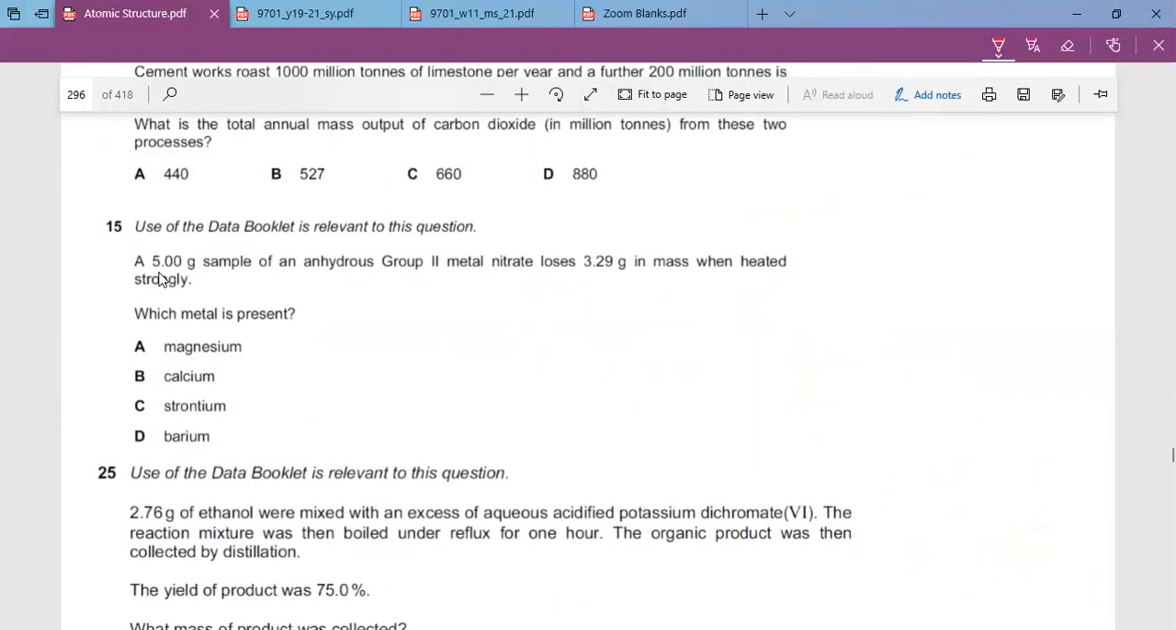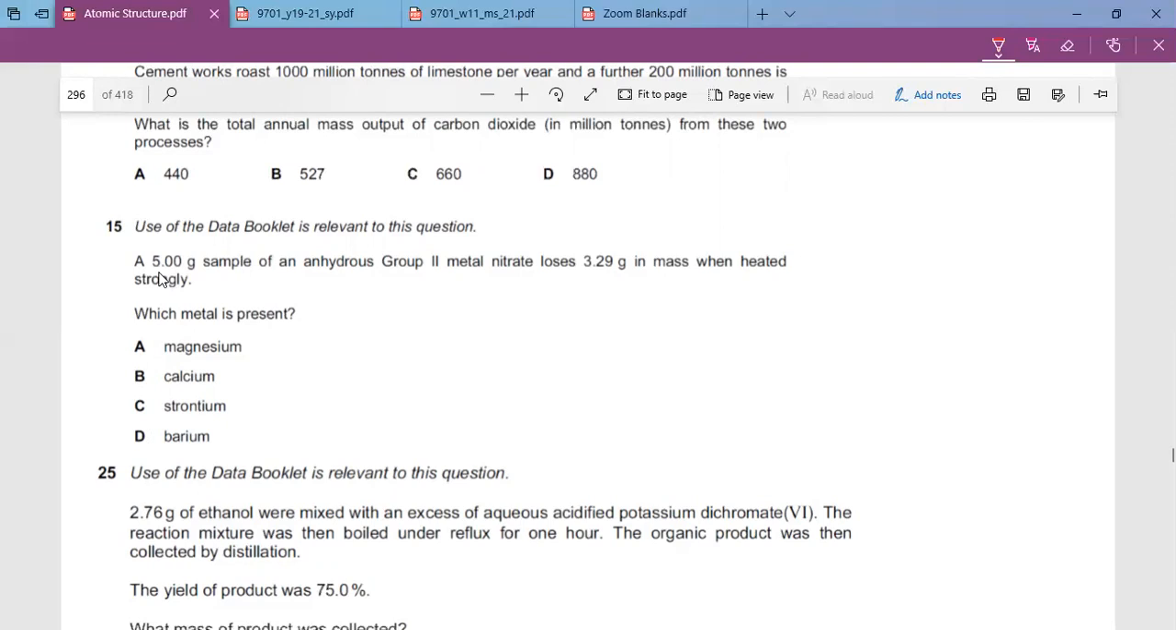A 5.00 gram sample of anhydrous group 2 nitrate loses 3.29 grams in mass when heated strongly. So which metal is it? Now here they tell you the loss in mass, which means the remaining one, of course, is the oxide of the metal. So same idea.